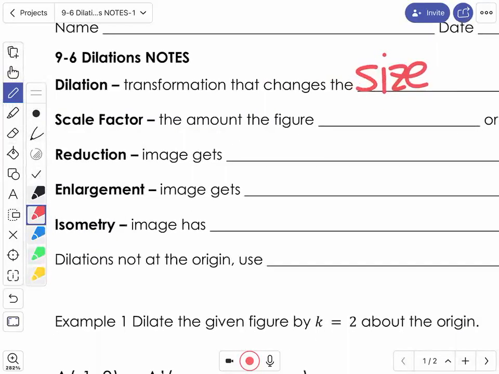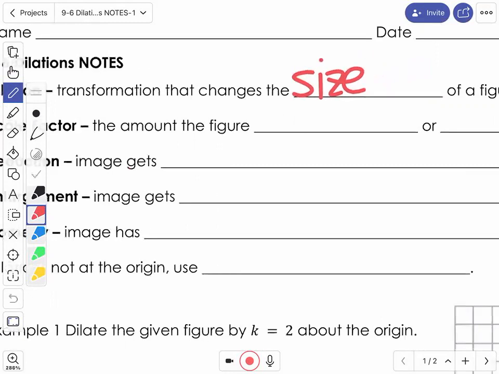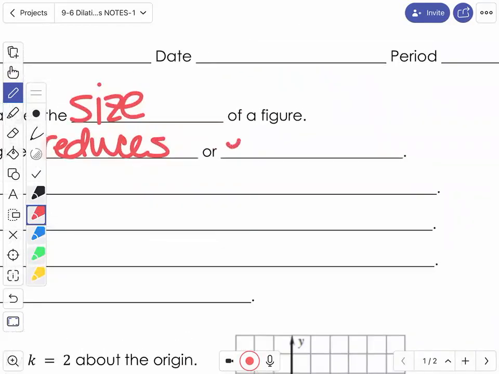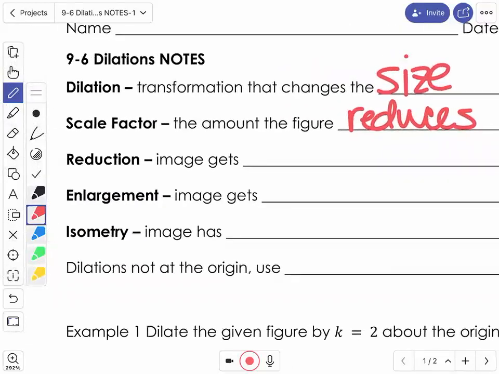All right, now let's talk about scale factor. With dilations, the thing that changes the size is that scale factor, and that is the amount that a figure either reduces or enlarges. And that is a certain percentage or a certain fraction of the original image.